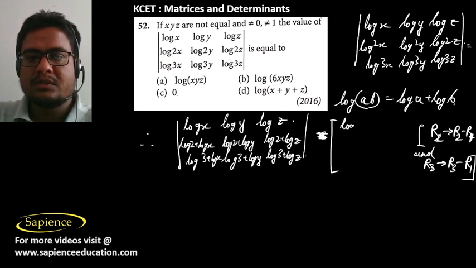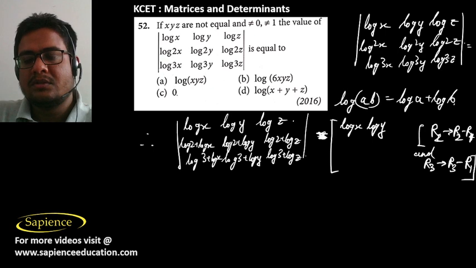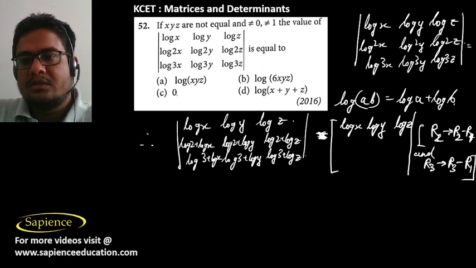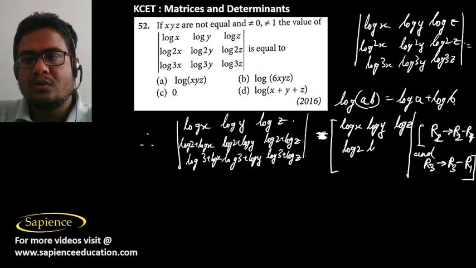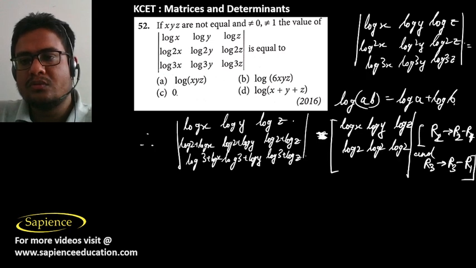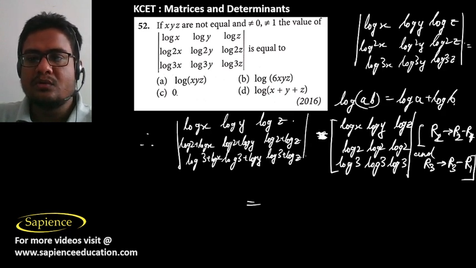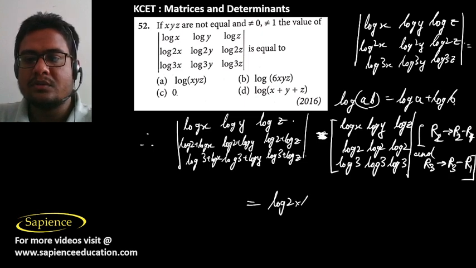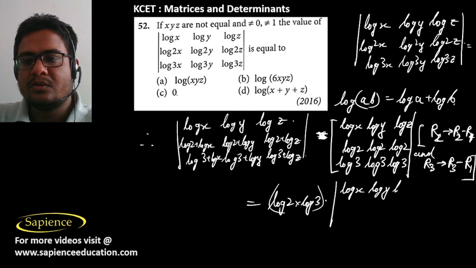It will be log x, log y, log z. This will be log 2, log 2, log 2. This is also log 3, log 3, log 3. Then we can take log 2 and log 3 as common from the second row and third row. Then we have log 2 times log 3 times the determinant of log x, log y, log z, and 1, 1, 1, and 1, 1, 1.